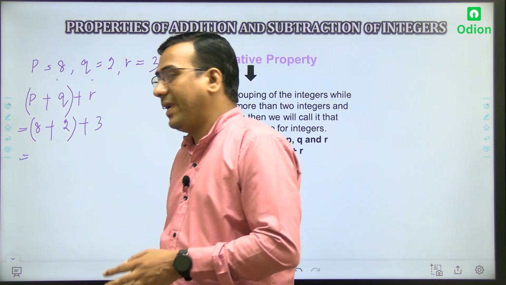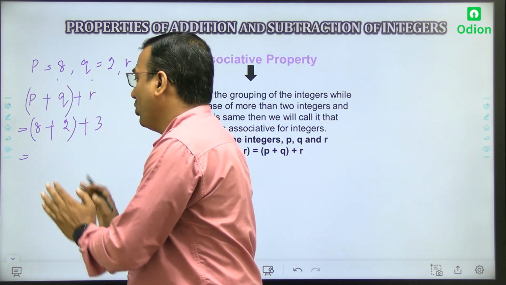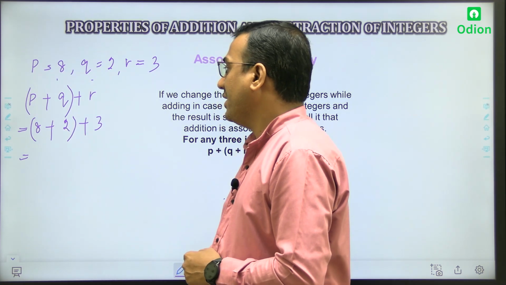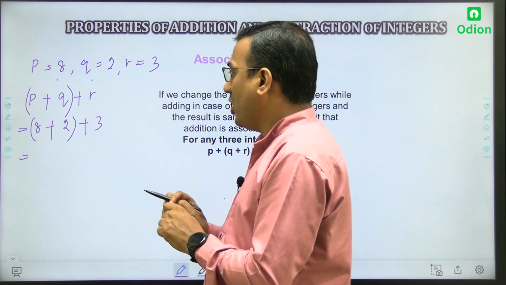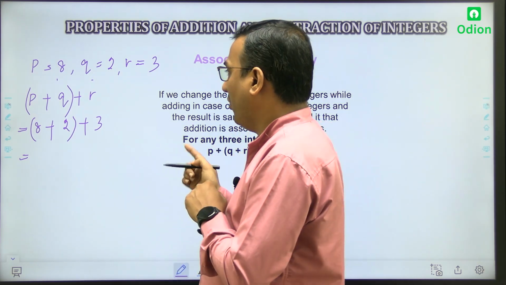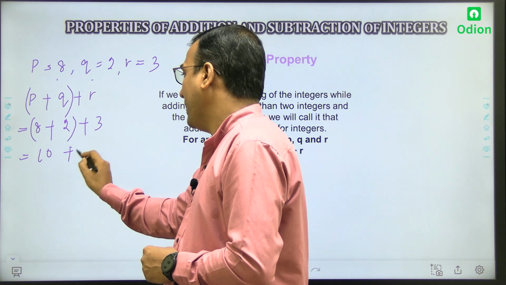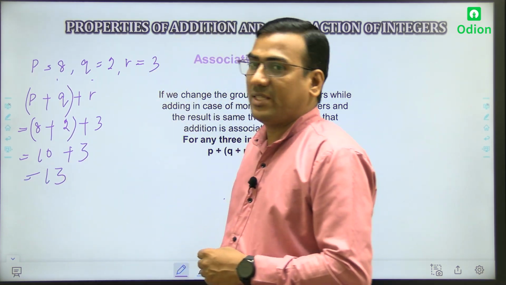Then I have to make the addition of P and Q first, because these two numbers are grouped together. For that reason I have to add P and Q first, then the result should be added with the value of R. 8 plus 2 is 10, plus 3. The result is 13.